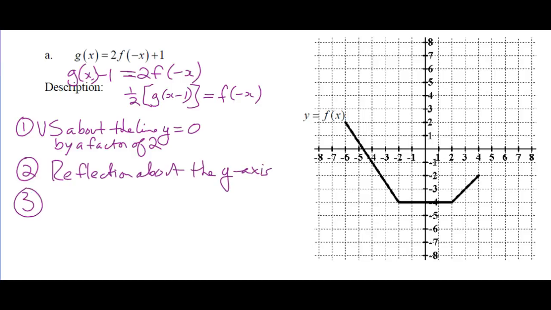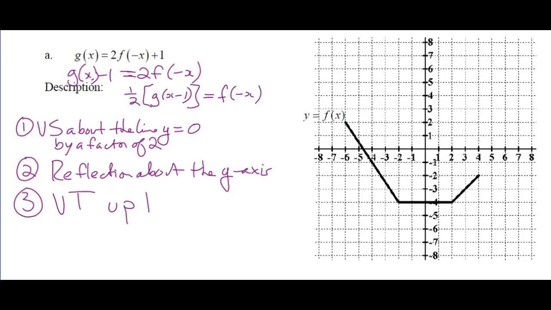Is there a reflection about x? Nope. So what's left? Vertical translation. Which way, how much, or how much, which way? Up one, or one up. VT up 1. Okay, so is that everything? Okay, now we're supposed to draw it.